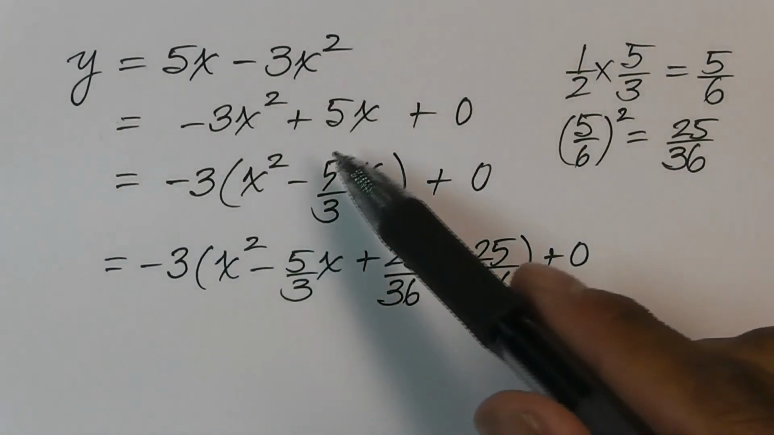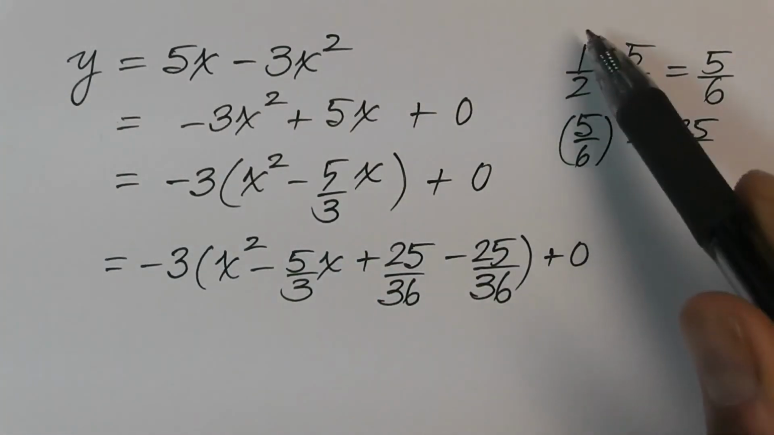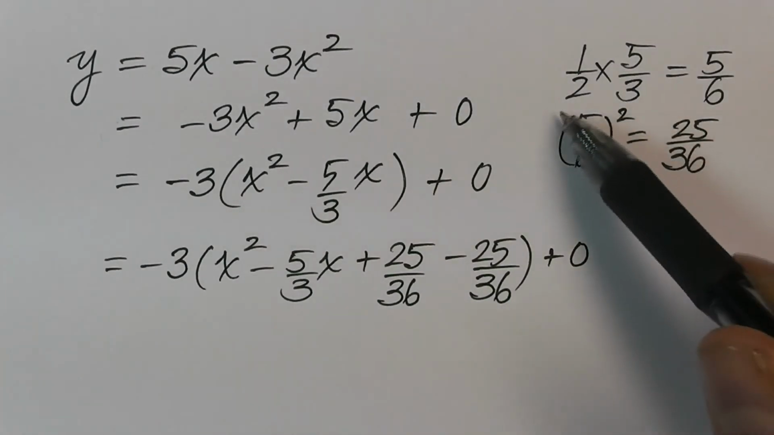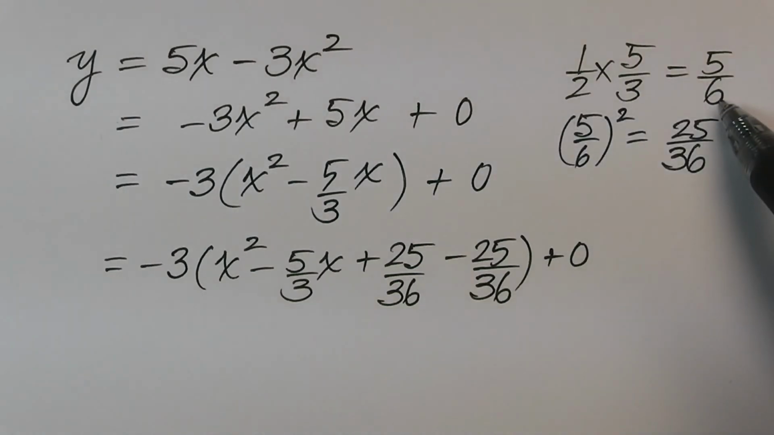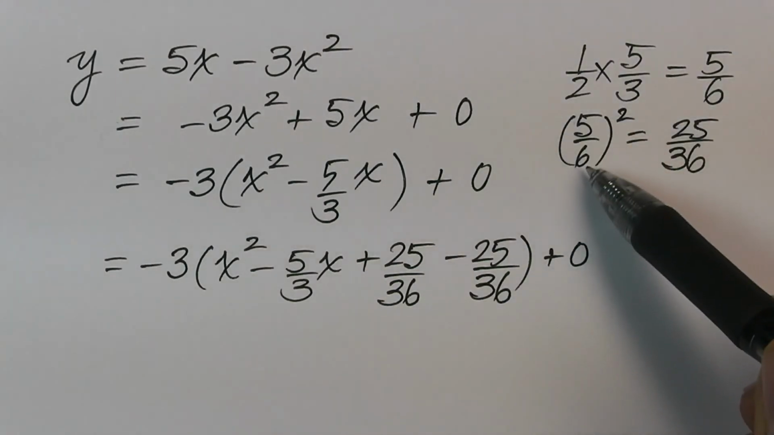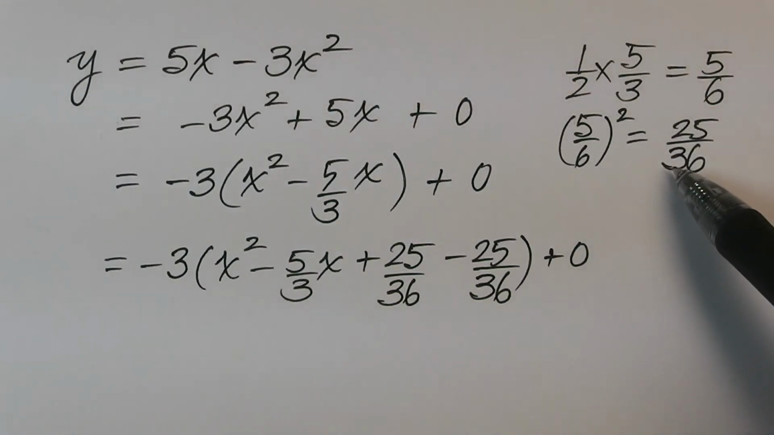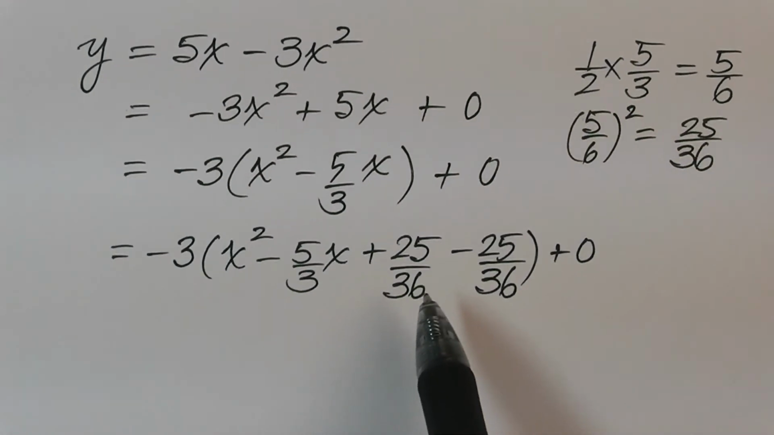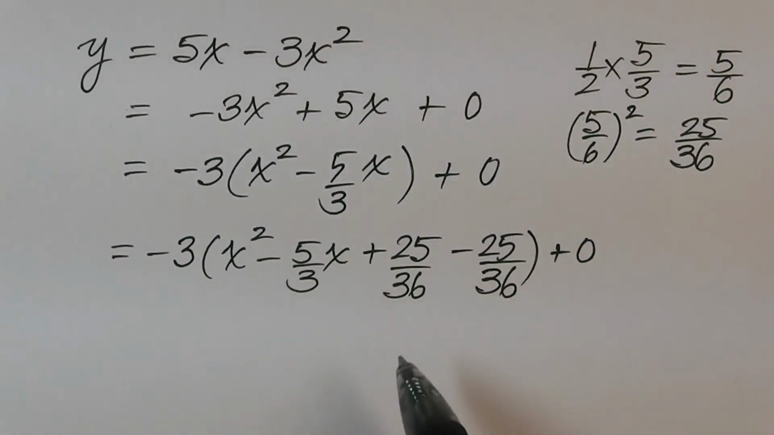So again, I took that number 5 over 3, I multiplied it by 1 over 2. That's the same thing as taking a half of it. 1 times 5, 2 times 3, that's 5 over 6. I take 5 over 6 and I square it. 5 times 5, 25. 6 times 6, 36. Inside my bracket, I'm going to add 25 over 36 and I'm going to subtract 25 over 36.